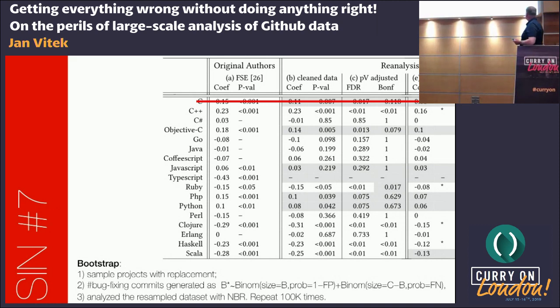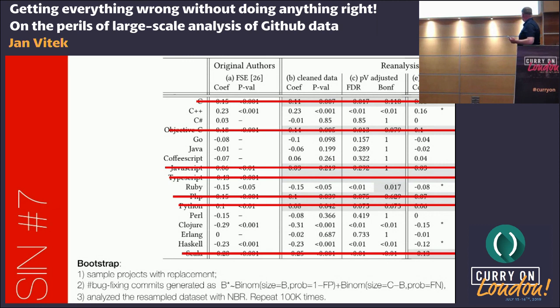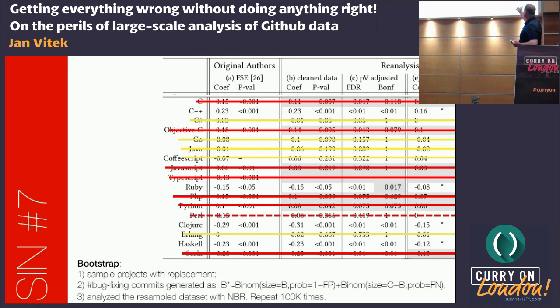So C isn't statistically significant anymore. Objective-C isn't statistically significant anymore. JavaScript isn't anymore. TypeScript, we've just got rid of it because there wasn't anything there. PHP is not statistically significant. Python isn't statistically significant. Scala isn't statistically significant. Perl, 80% is missing, so even if it is statistically significant, we'll just remove it. And then in yellow, I have all the languages that were already not statistically significant. So, we're left with 4.